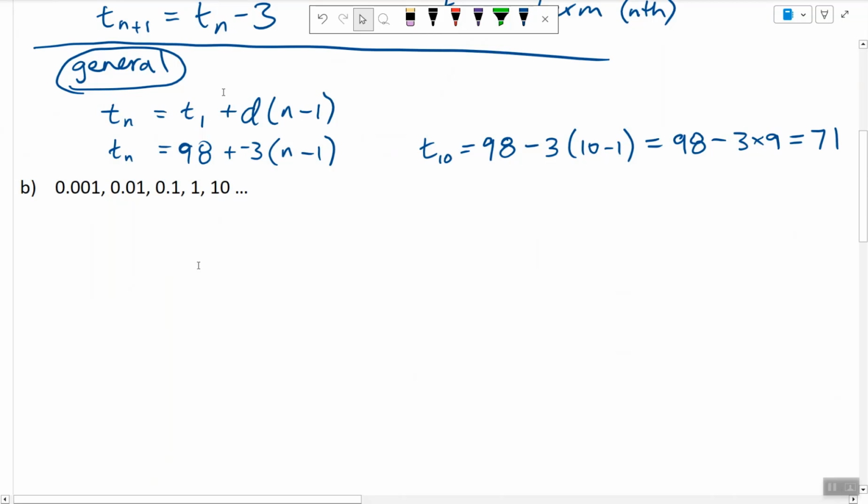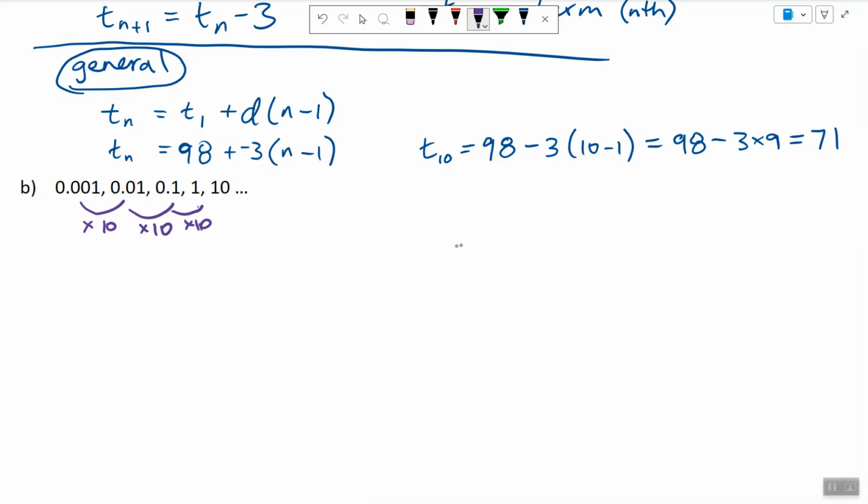Okay, next one. Is it arithmetic? Is it geometric? How do we know it's geometric? Every time we go from one term to the next, we're multiplying by 10. How do we figure this out? We can show the working out.